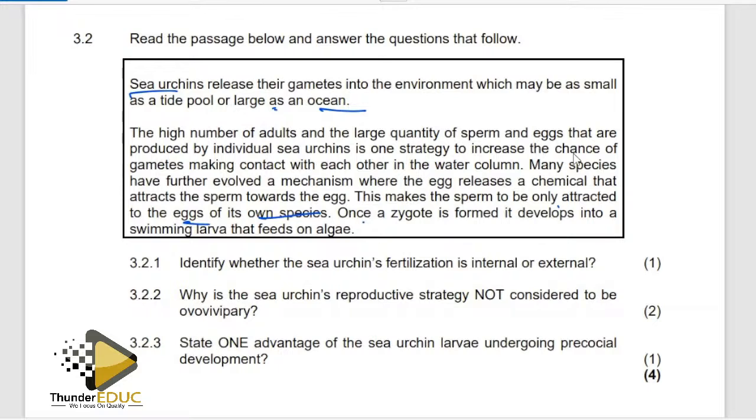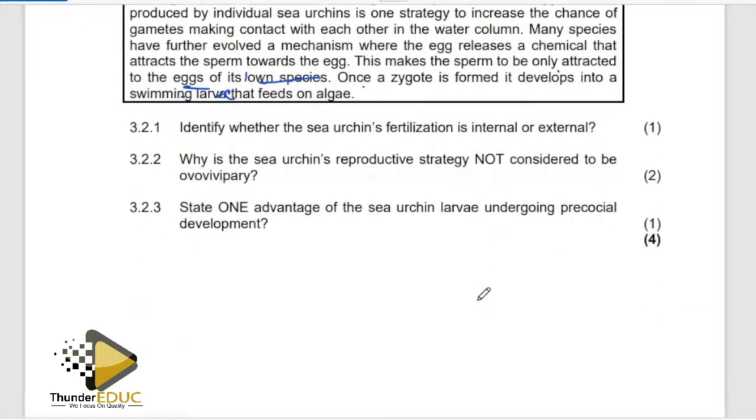Once the zygote is formed, it develops into a swimming larvae or larva. If it's one larvae with the E, if there are many that feed the algae. All right. Identify whether the sea urchin's fertilization is internal or external. Obviously, it is happening outside the female's body. So the answer is external.